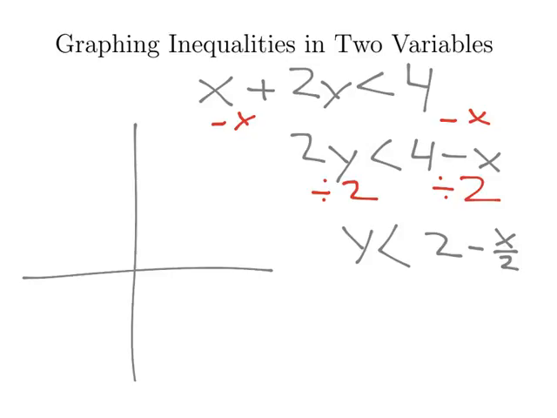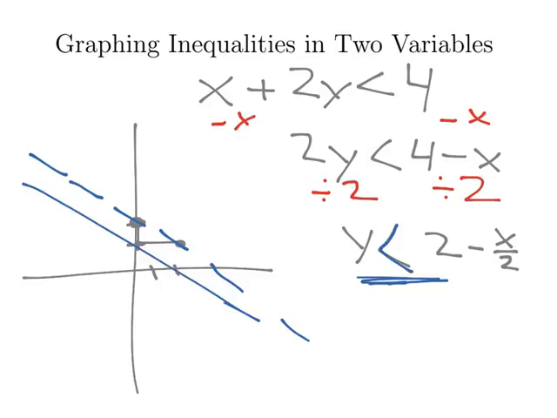And this can be graphed, again. The y-intercept is 2, and the slope is negative 1/2, which means I go down 1 for negative 1, and over 2 for the 2 on the bottom. So that's what that line looks like. But wait, this is y is less than 2 minus half of x. So to begin with, I'm going to have a dashed line, because it doesn't say anything like less than or equal to. I'm going to have a dashed line, and then because it's less than, it's anything that's below that gets shaded in.